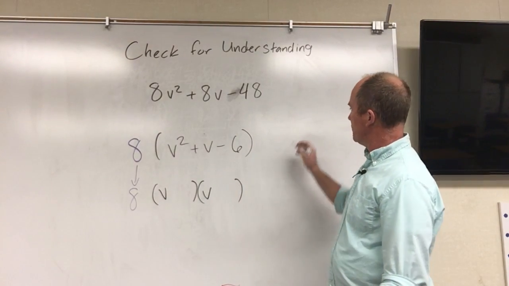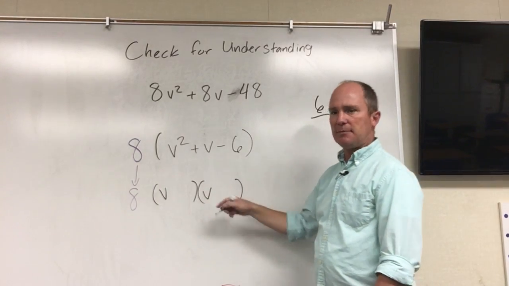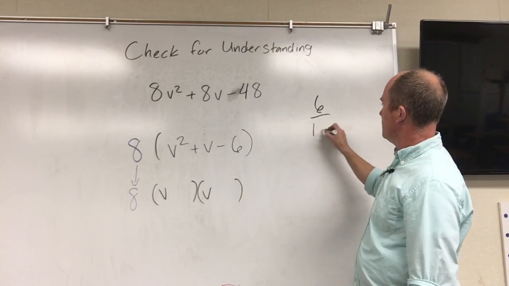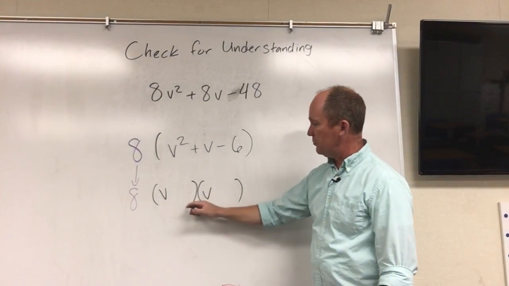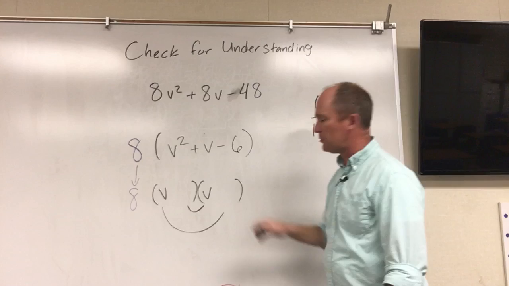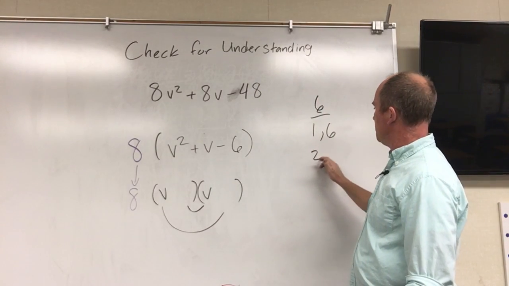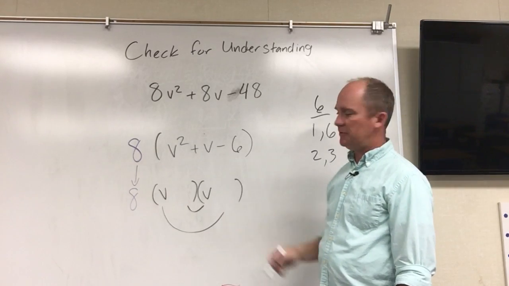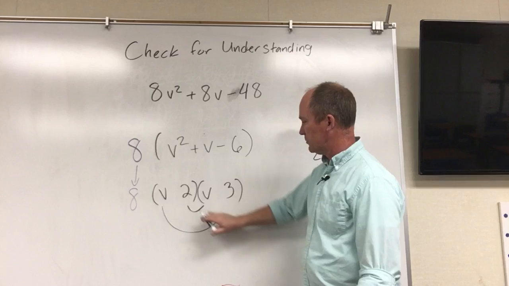Now I'm taking a look, is there a way to get 6 that when I add my middle ones together comes out to a positive 1? 1 times 6 is not going to work, because there's no way to add them when I do the middle part: first, outer, inner, last. There's no way to do that. But 2 and 3, if I want it to come out to a positive v, looks like that's going to be a potential winner right there.